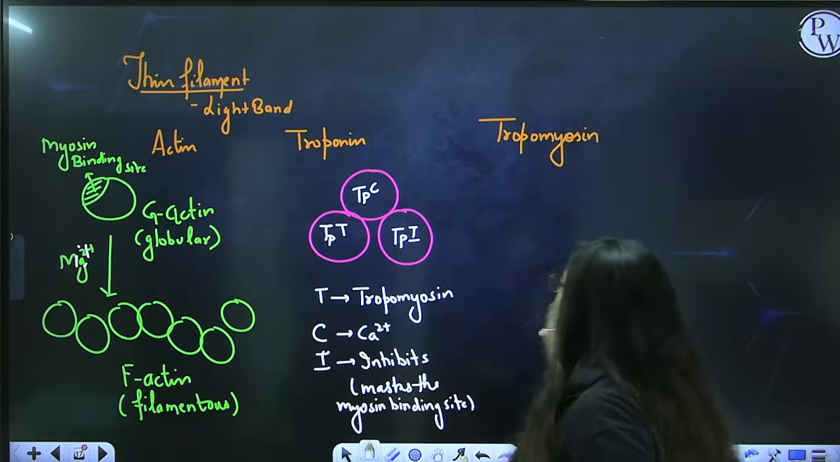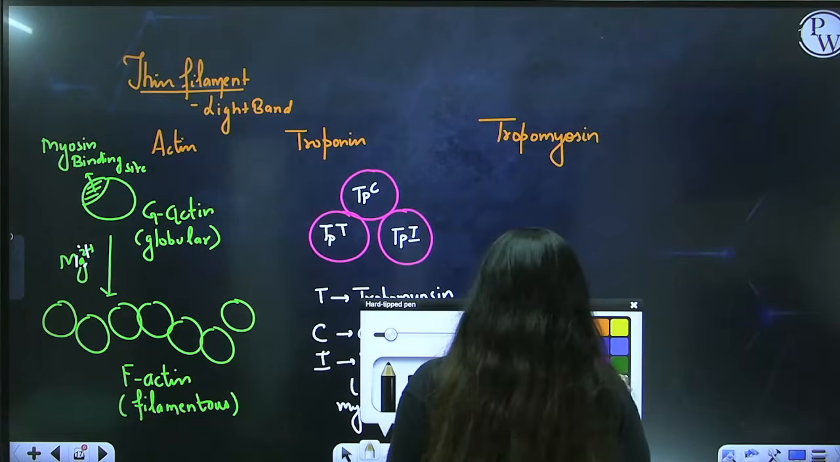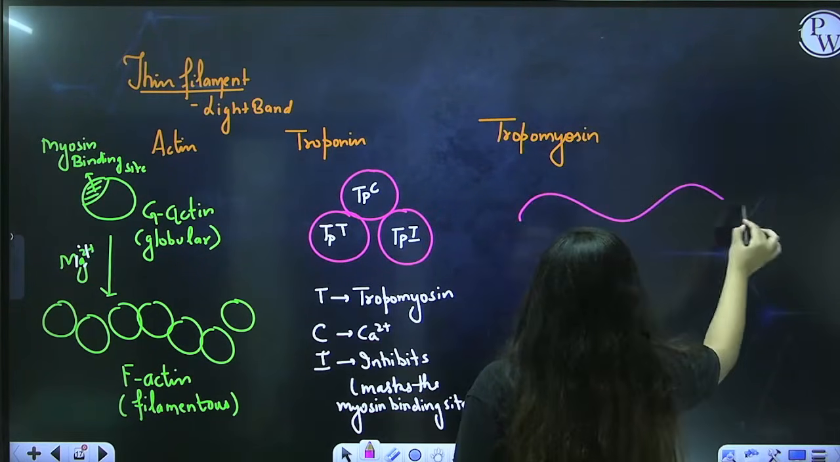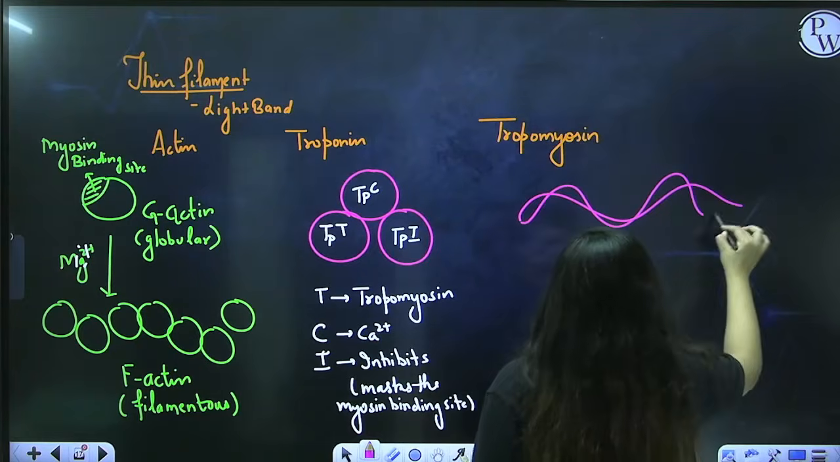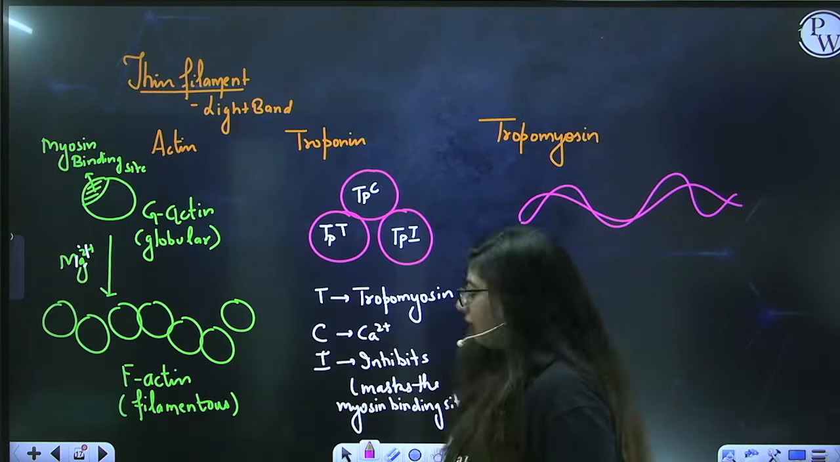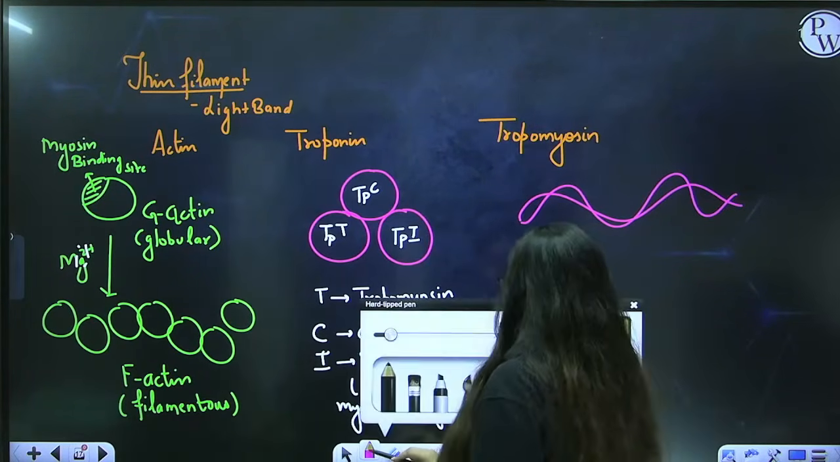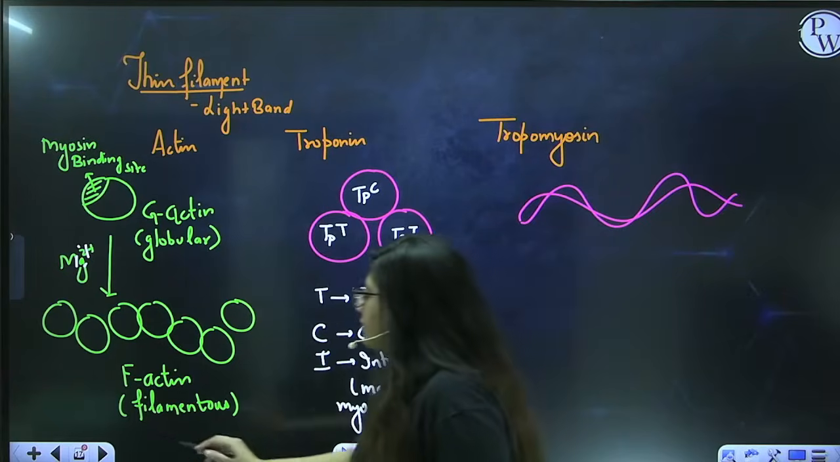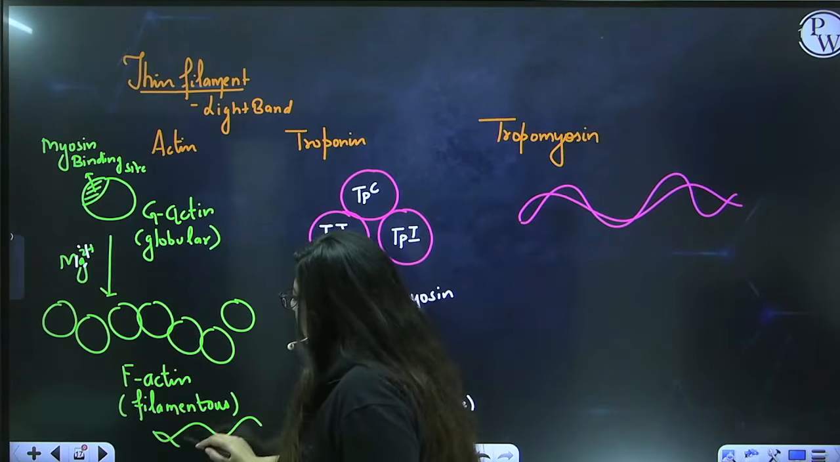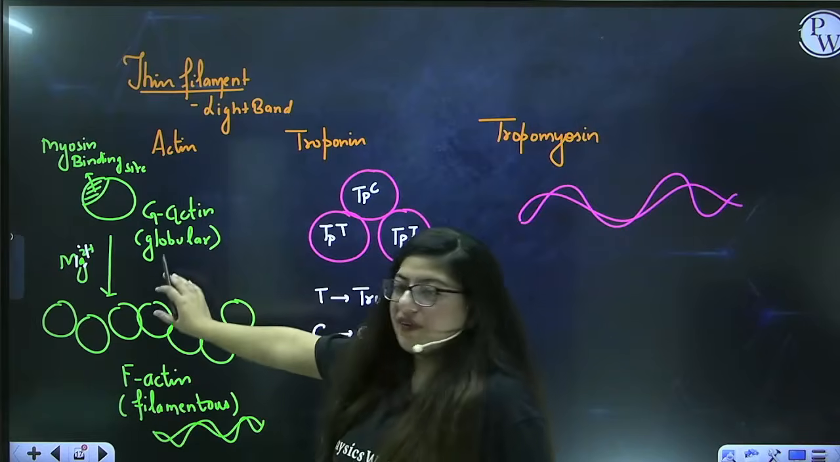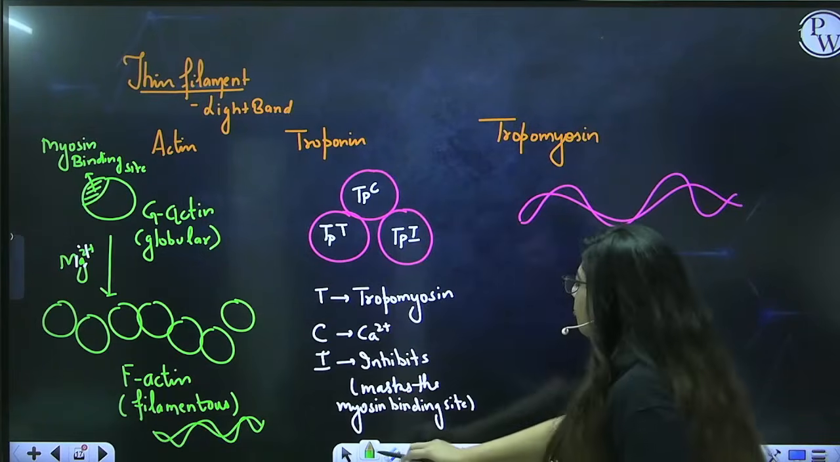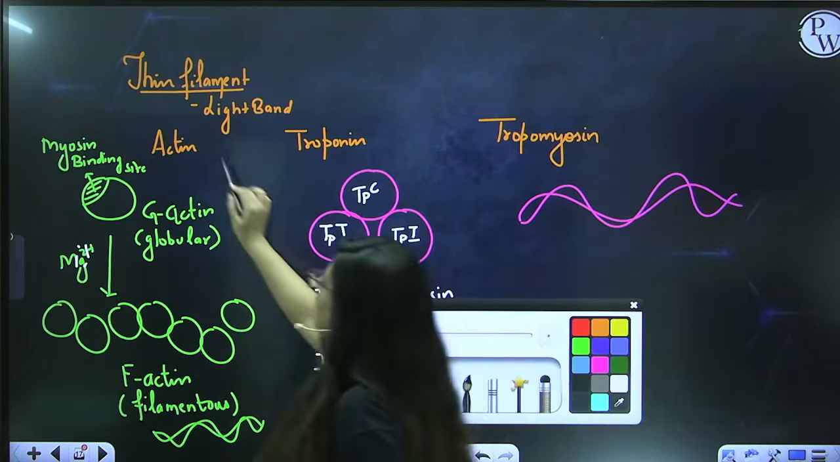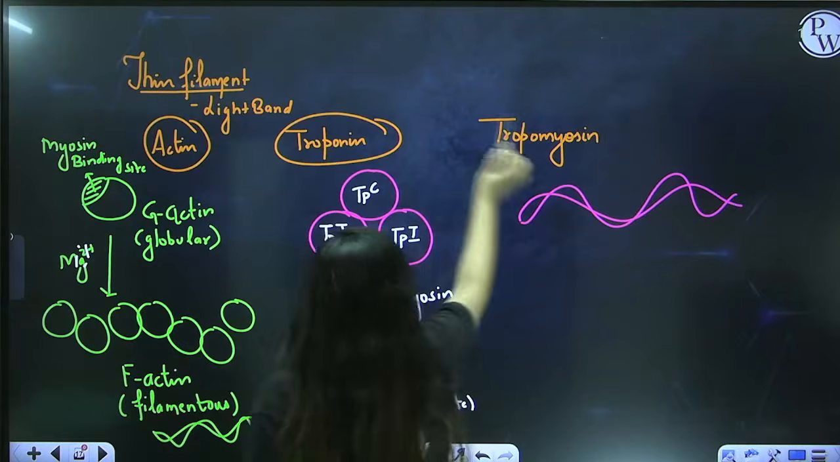Whereas tropomyosin is also filamentous and also double helical, just like actin. Actin is also double stranded. Two strands are there. So a common question can be asked: the two strands of actin and two strands of tropomyosin are present in your thin filament, guys, in your thin filament.